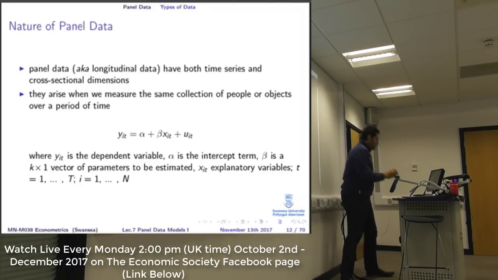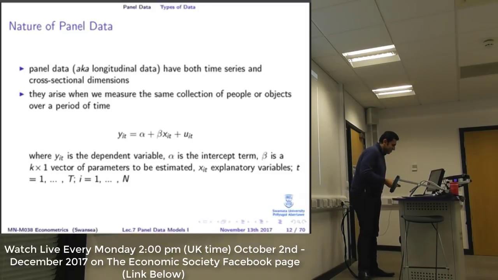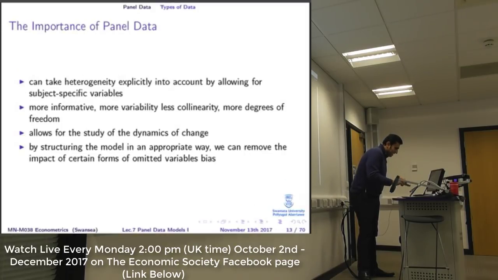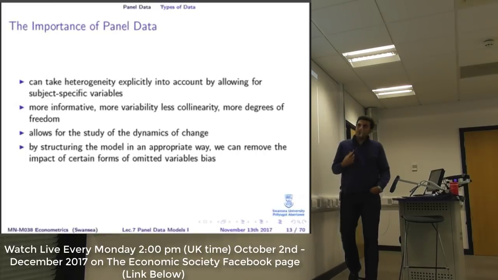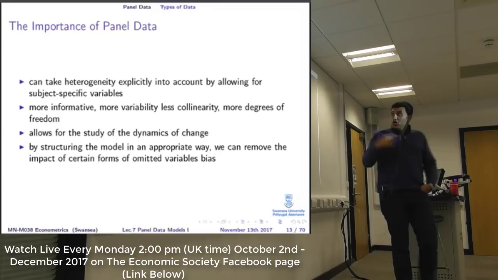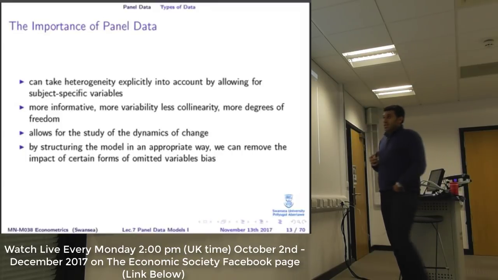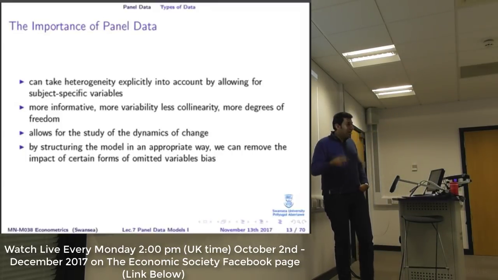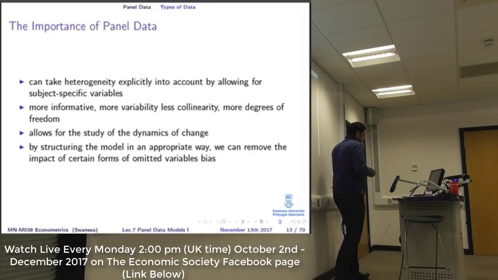So anyway, going back to the point, the importance of panel data. Why do we need panel data, why is panel data important? As I said, we can take heterogeneity explicitly into account by allowing for subject-specific variables.